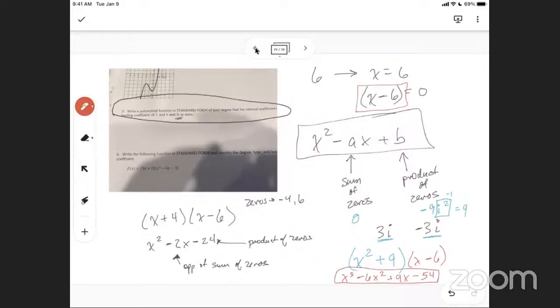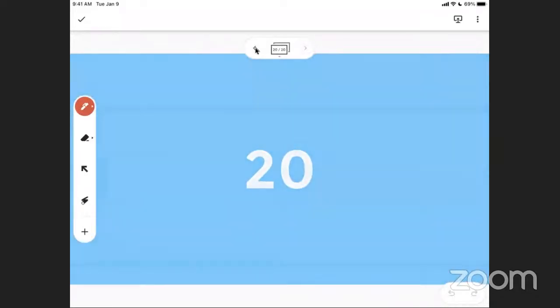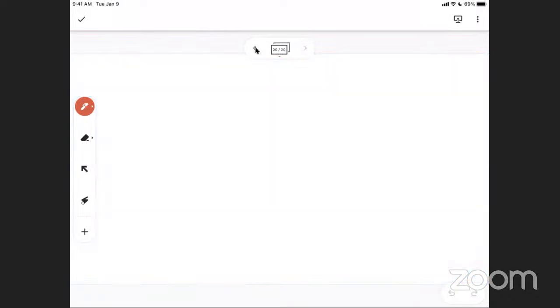Yeah, that seems a lot easier because I don't remember exactly what she taught us. Let's try another one. Okay, let me show you another one. What if I told you that 2 was a zero and 4 minus i was a zero? It's a little bit trickier with one like this, but it still works the same way. So what's the other zero? 4 plus i. Good.